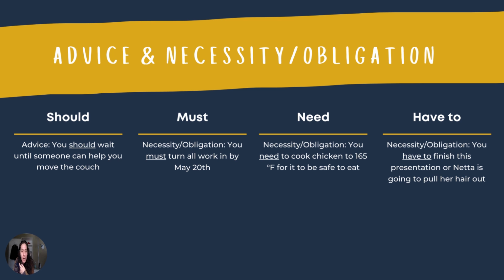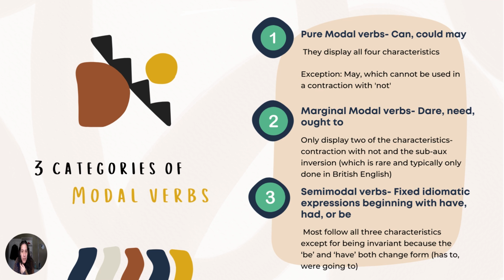So that is where we have semi-modal verbs. So fixed expressions beginning with have, had, or be. And they're saying expressions because it's more than one word. Have to instead of need. Need, we can just say modal verb, because it's just one word. But because these are expressions, more than one word, they're going to go under semi-modal verbs. The only thing with this is they do follow all 3 rules.